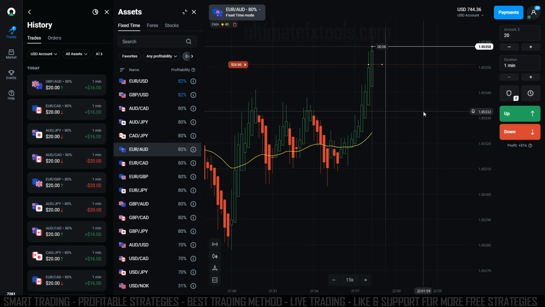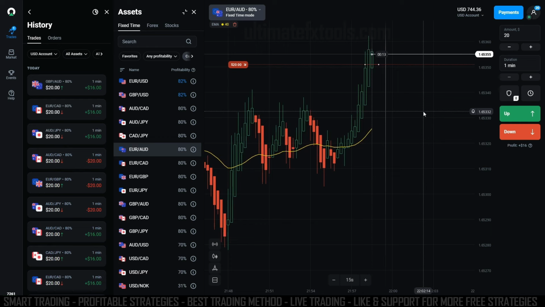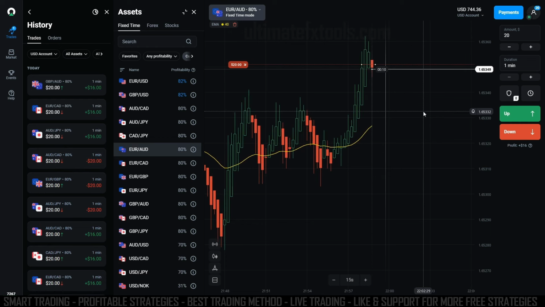The trend goes up, hoping that this trend will go for reverse. It goes down at this state. And a high chance for this trade to become a win.